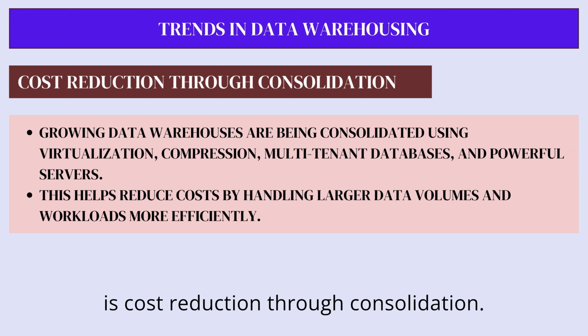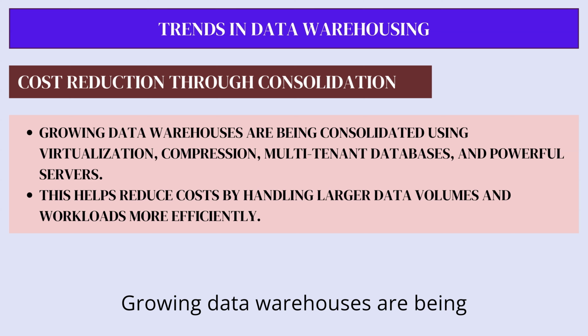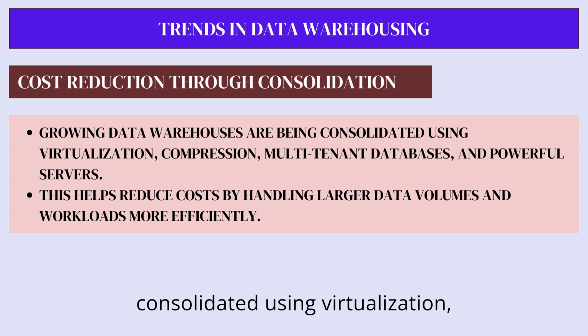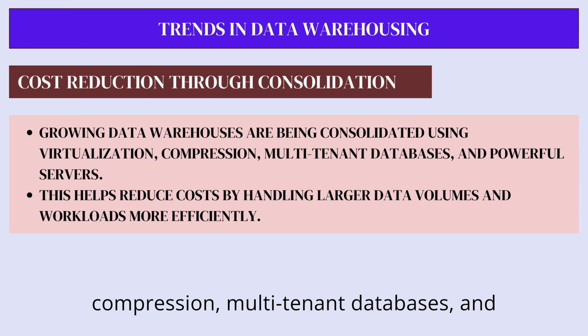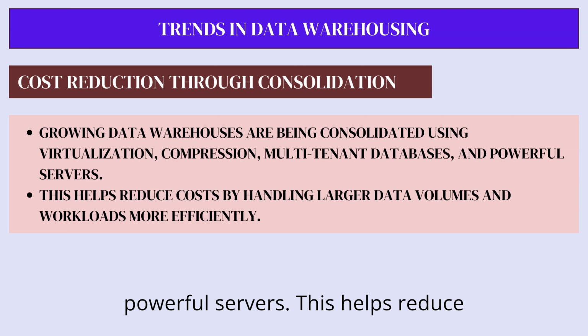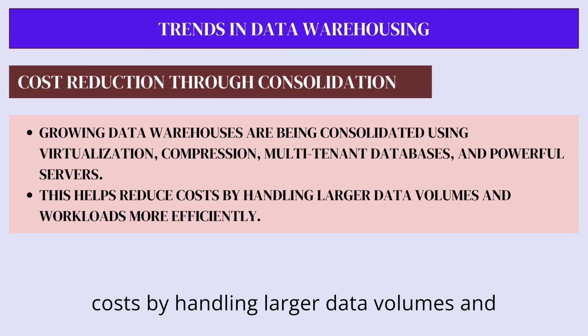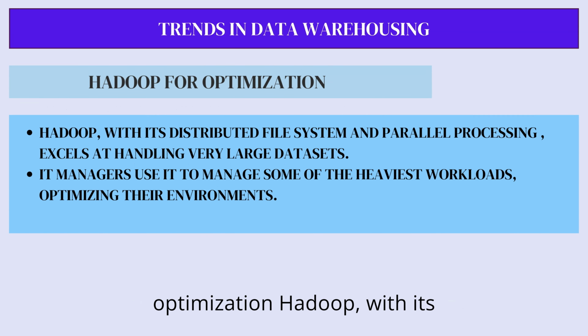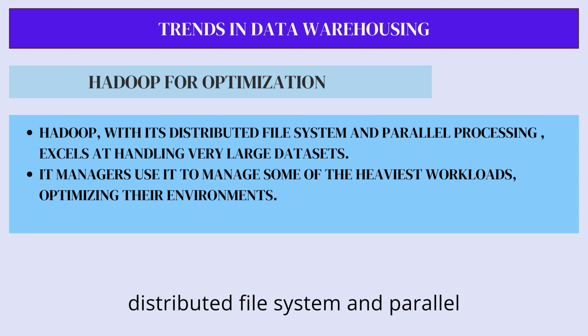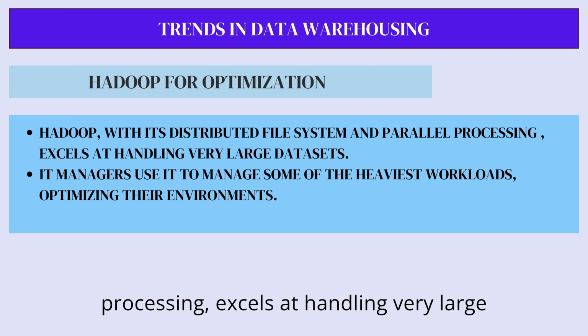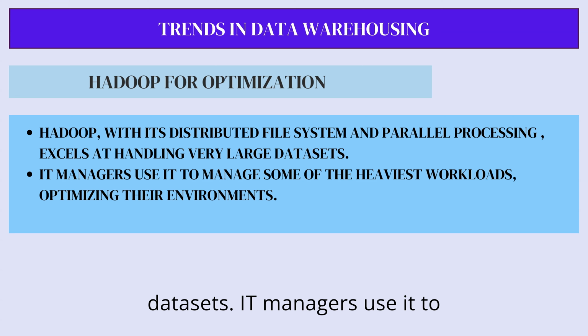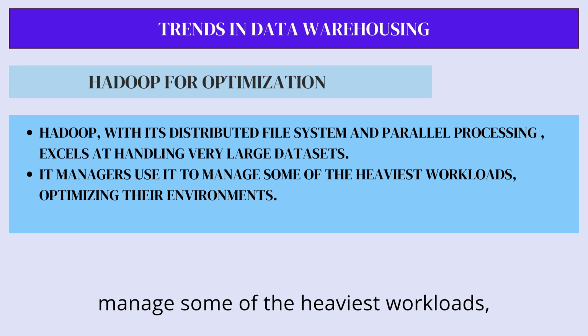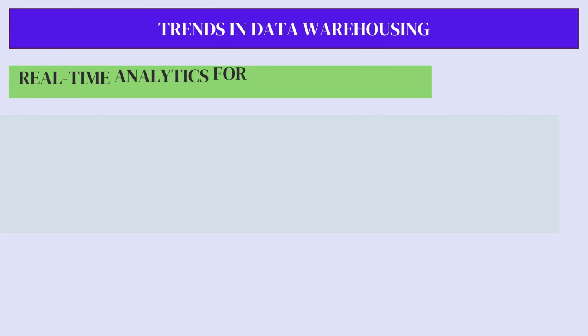Next is cost reduction through consolidation. Growing data warehouses are being consolidated using virtualization, compression, multi-tenant databases, and powerful servers. This helps reduce costs by handling larger data volumes and workloads more efficiently. Hadoop for optimization. Hadoop, with its distributed file system and parallel processing, excels at handling very large datasets. Its managers use it to manage some of the heaviest workloads, optimizing their environments.